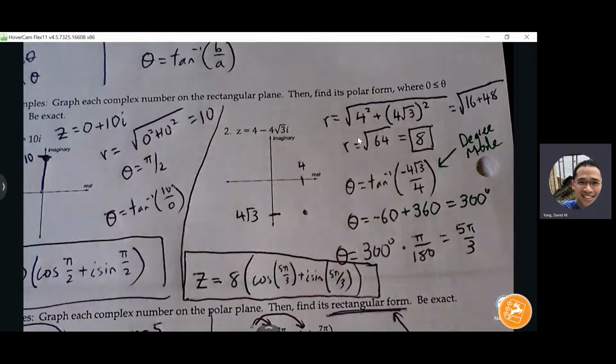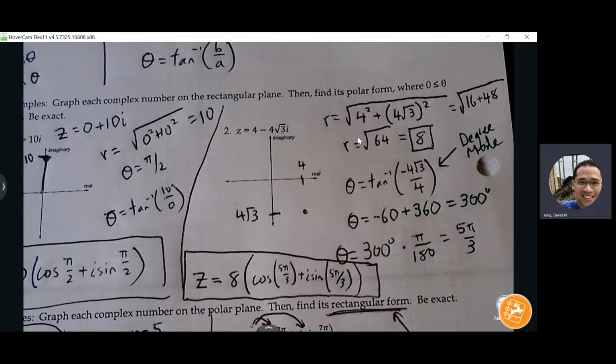And so for number 2, we talked about how we want theta in terms of radians, but the quickest way to do this is to get it through degree mode. If you go through degree mode, you can get to -60. You know it's in the 4th quadrant. -60 plus 360 is 300. Convert that 300 back into radians. You can either multiply by pi over 180 or just recognize from the unit circle that 300 degrees is the same thing as 5 pi over 3.